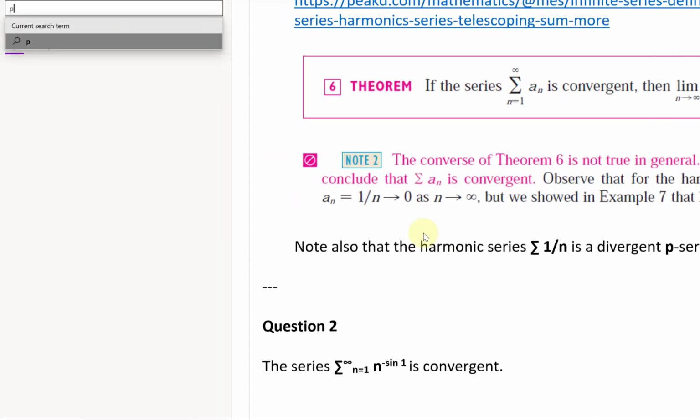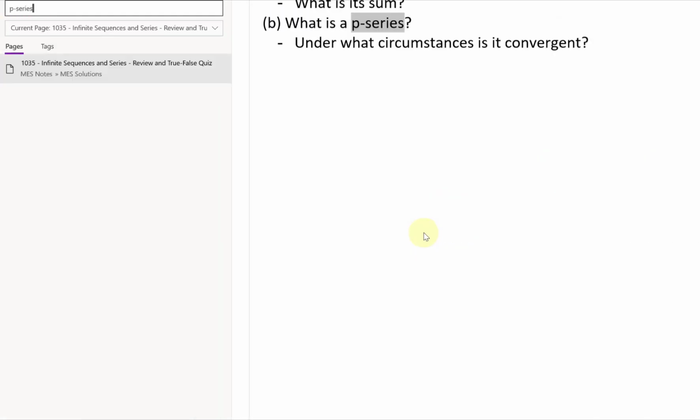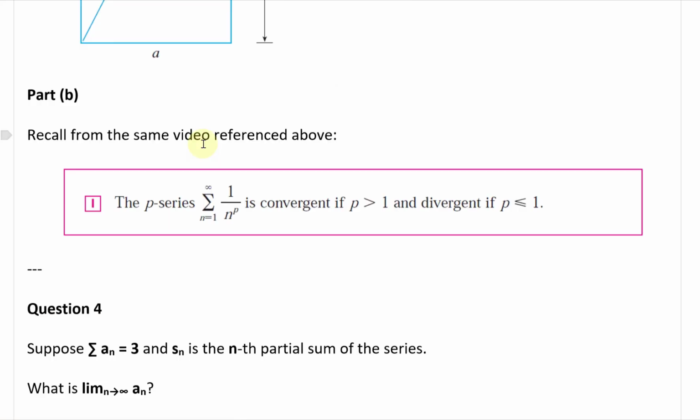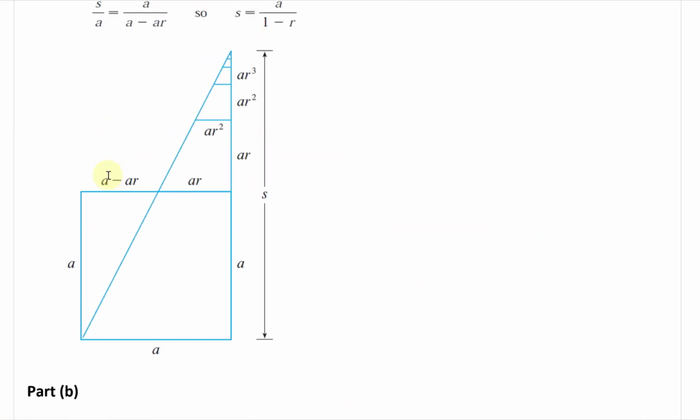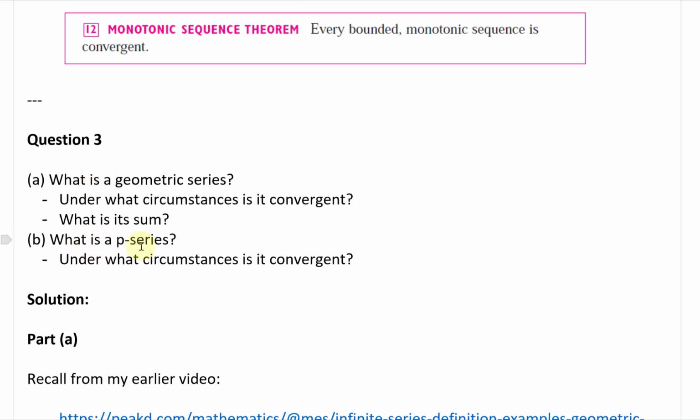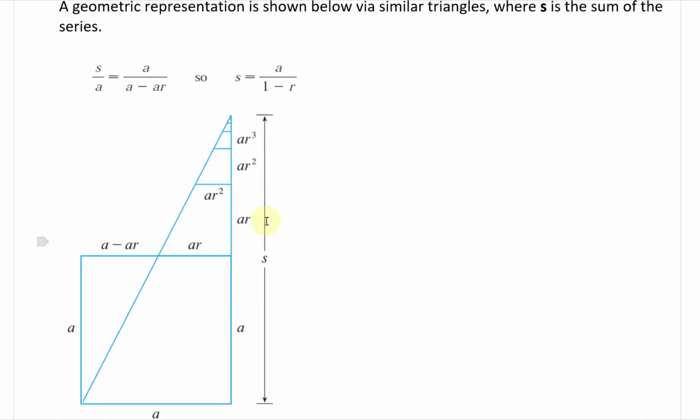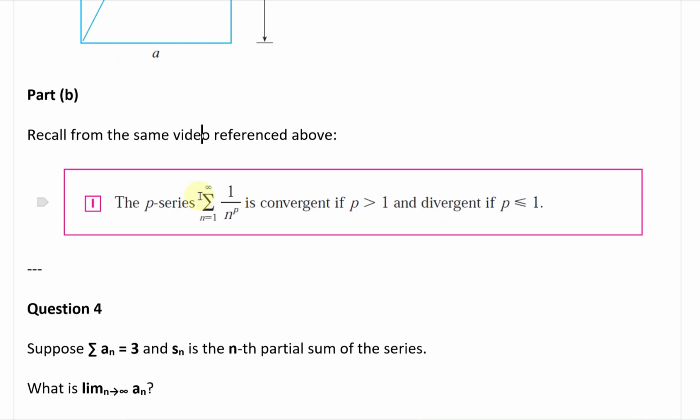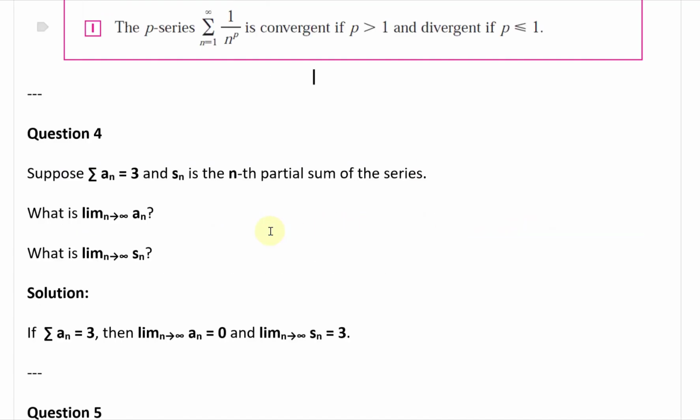We can actually have a look at p series right here. Let's go back to it. That's right over here. This was part of question 3. What is a p series, and under what circumstances is it convergent? To recall, the p series, the summation from n equals 1 to infinity of 1 over n to the power of p, is convergent if p is greater than 1 and divergent if p is less than or equal to 1. In our case, the harmonic series has p equal to 1. So 1 over n goes to 0, the terms, but it's not convergent as per the p series.